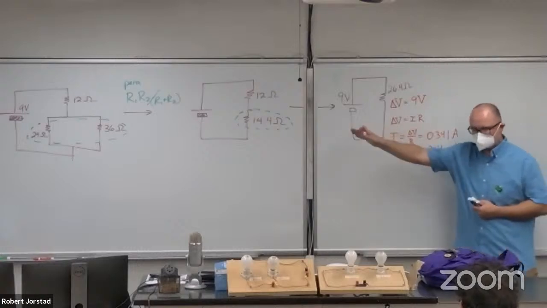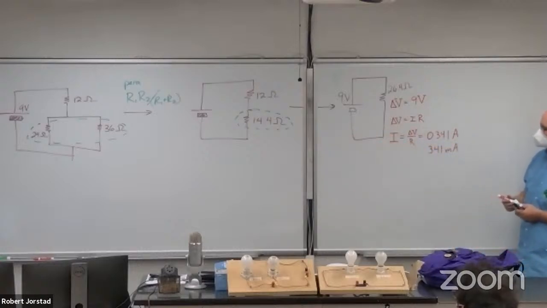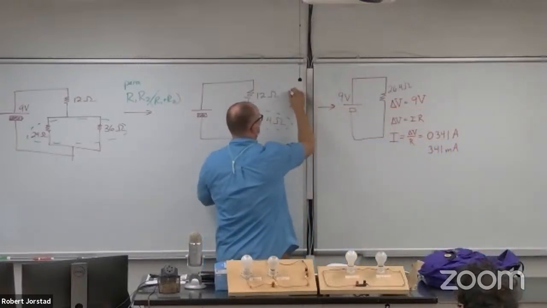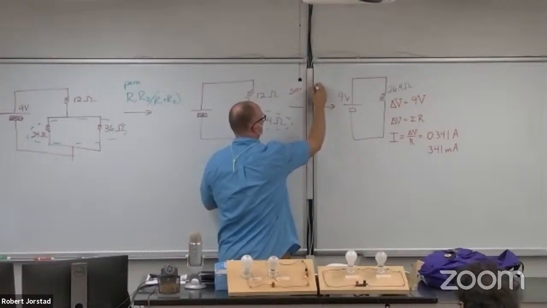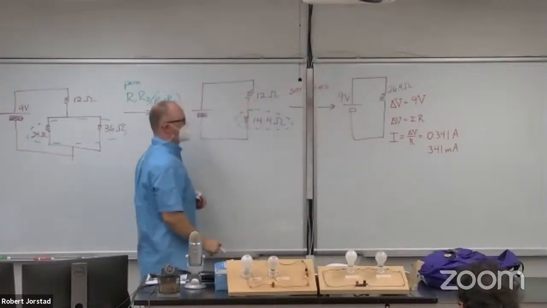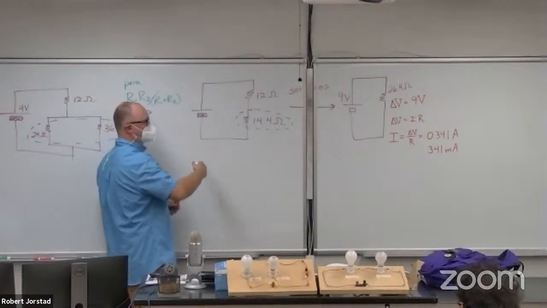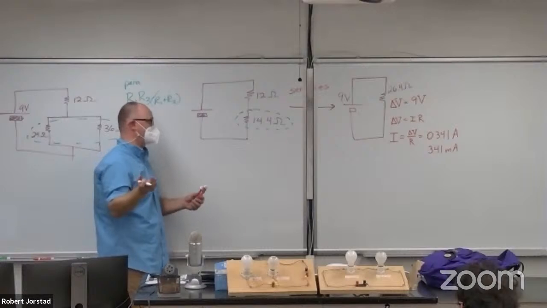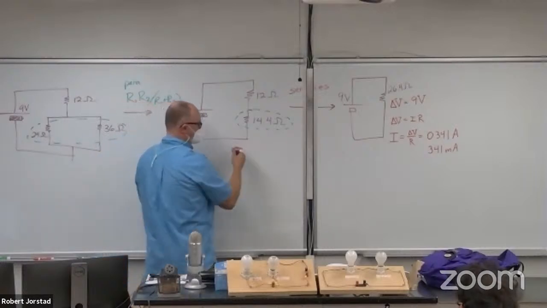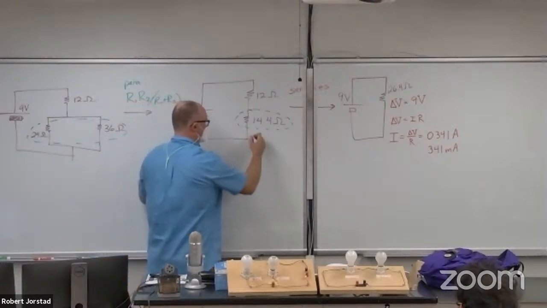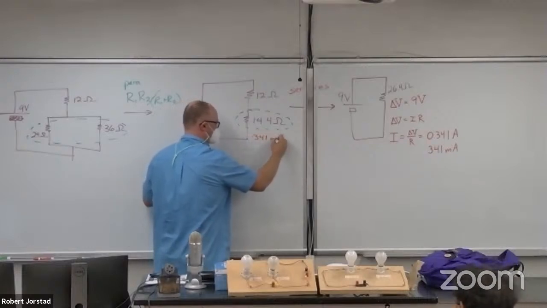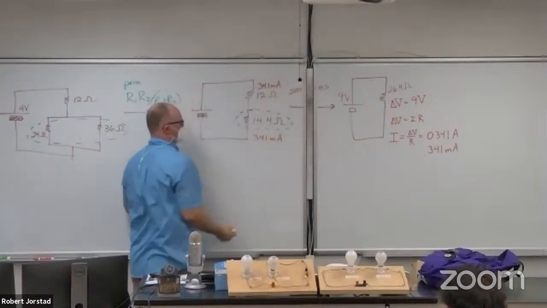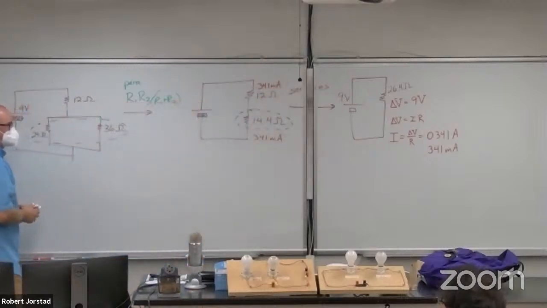What do I bring back? I'm going back the other way now. This was a series combination, right? That was series. What do I bring back? In series, things have the same charge, which is the same current. So this is now 341 milliamps. What equation could I use and what could I determine?